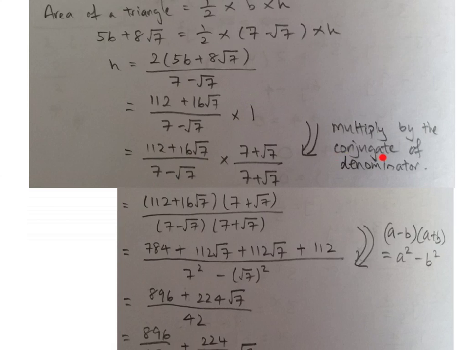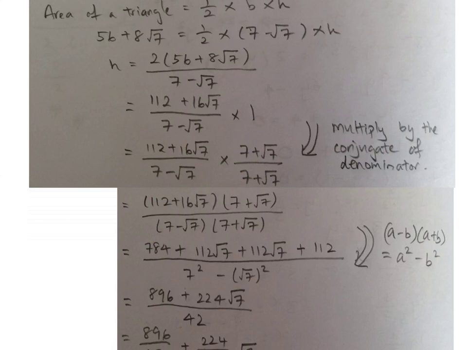So what do you mean by conjugate? Conjugate is just a bombastic term for when there's a minus sign in the middle, I just change it to plus. 7 plus square root 7 is actually the conjugate of 7 minus square root 7. Because I want to multiply by 1, my numerator and denominator have to be the same to be consistent with the value 1. Alright, so when I have a fraction multiplied by a fraction, it will be numerator multiplied by numerator, denominator multiplied by denominator, in something like this.